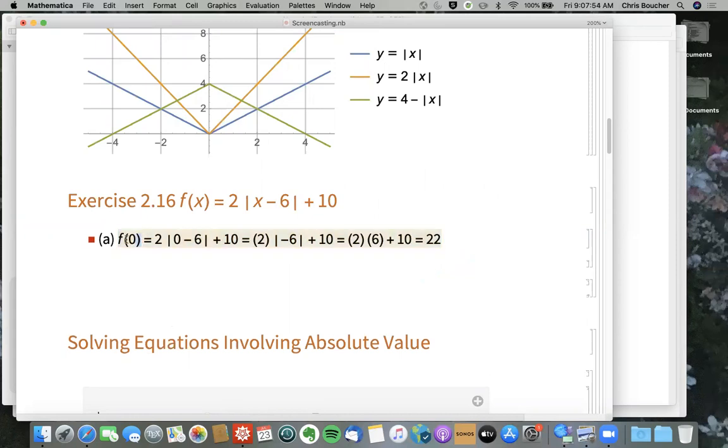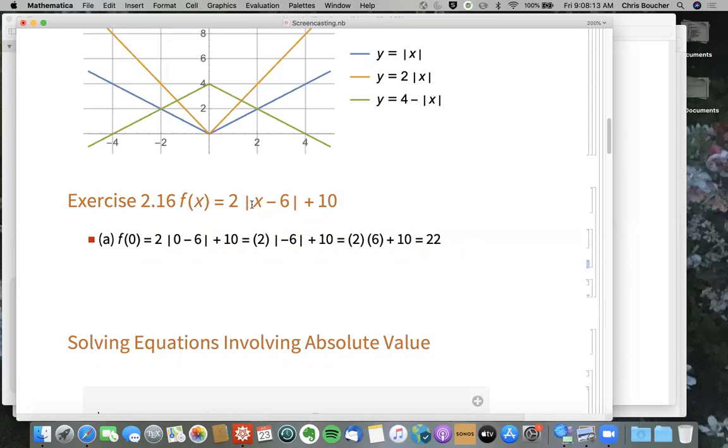Okay, so to find the y-intercept of any function, all I have to do is evaluate f of 0, right? The y-intercept is always the point on the y-axis when the input is 0. So that's just a matter of plugging in, and I do some math and come out with a y-intercept here of 22.